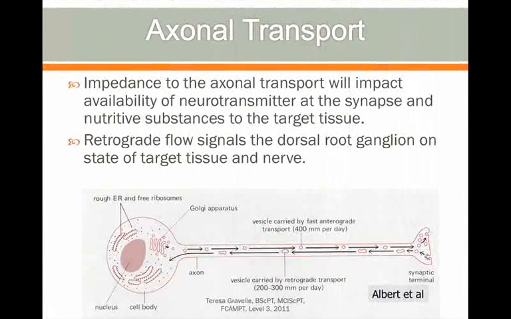Even with a mild nerve injury, impedance to the axonal transport will impact the availability of neurotransmitter at the synapse and nutritive substances to the target tissue. The retrograde flow signals the dorsal root ganglion on the state of the target tissue and nerve. So the end result of most nerve injuries is neurofibrosis.